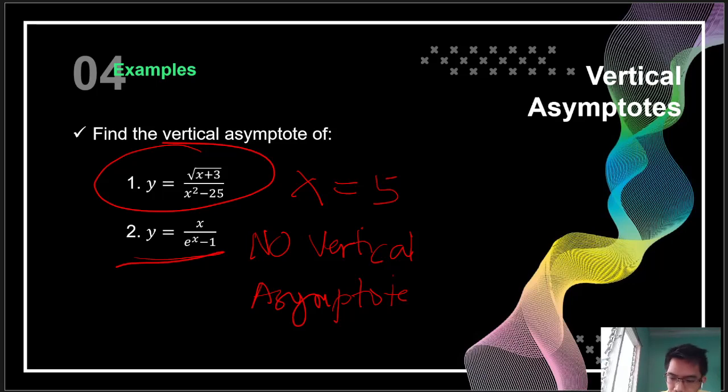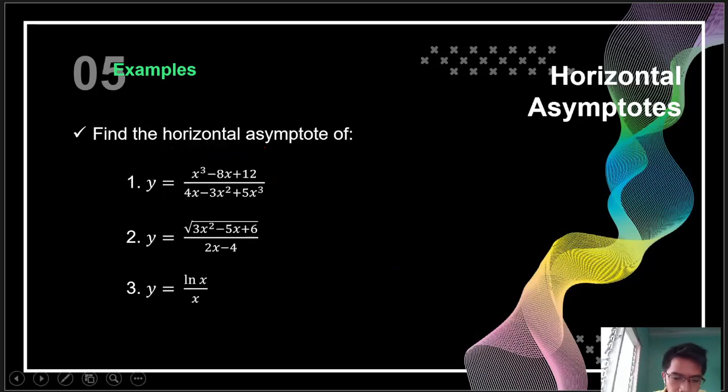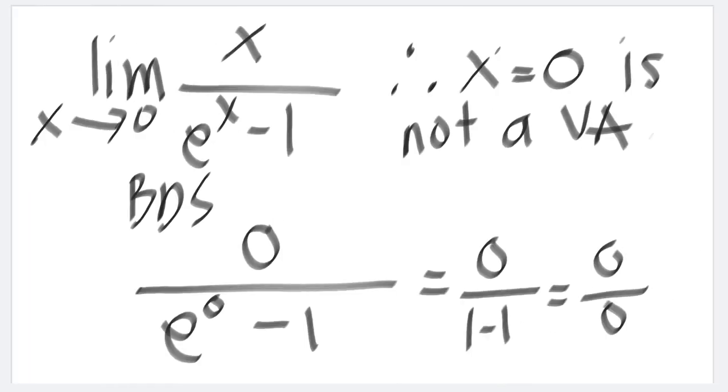Now, let's go to horizontal asymptote. Find the horizontal asymptote of y is equal to x cubed minus 8x plus 12 all over 4x minus 3x squared plus 5x cubed. This time, the technique in finding the horizontal asymptote of a function is that you get the limit of the function as x approaches infinity.